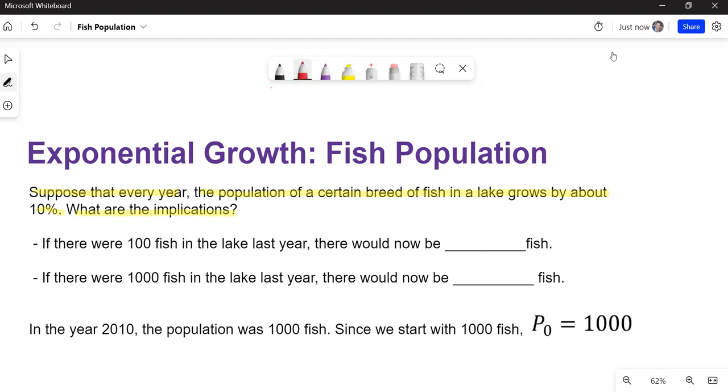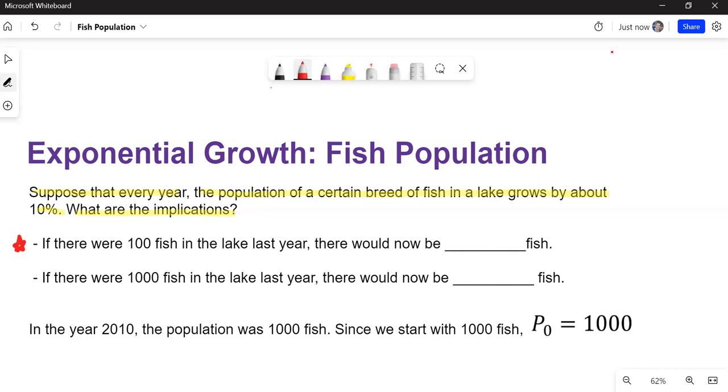So I want you to suspend your disbelief for a moment that we can actually have a population growing 10% every year. Of course, at some point, that will not happen any longer. There won't be room. But let's just continue with the problem. We can make adjustments later. First, if there were 100 fish in the lake last year, there would now be how many fish?